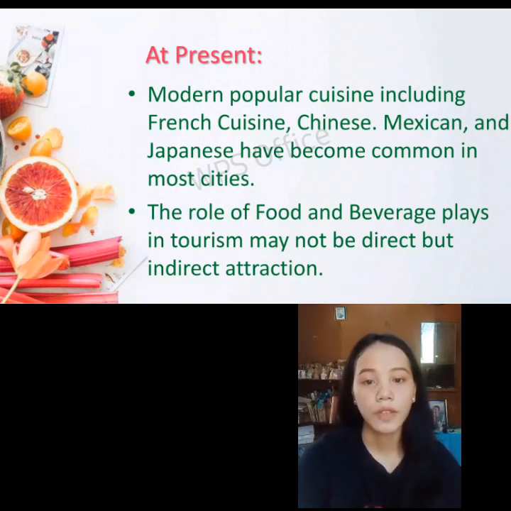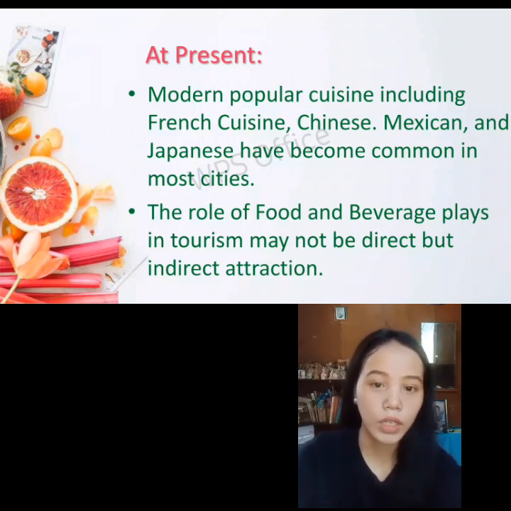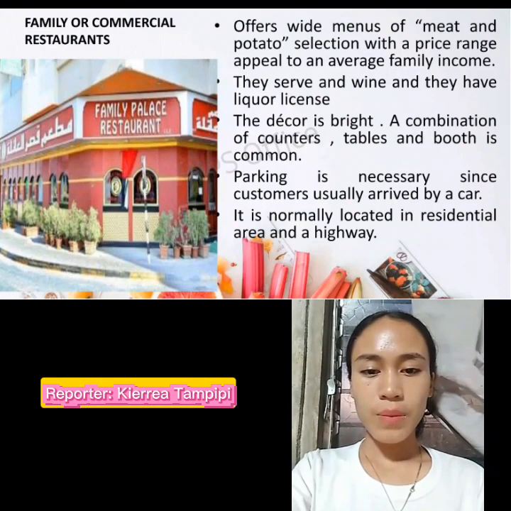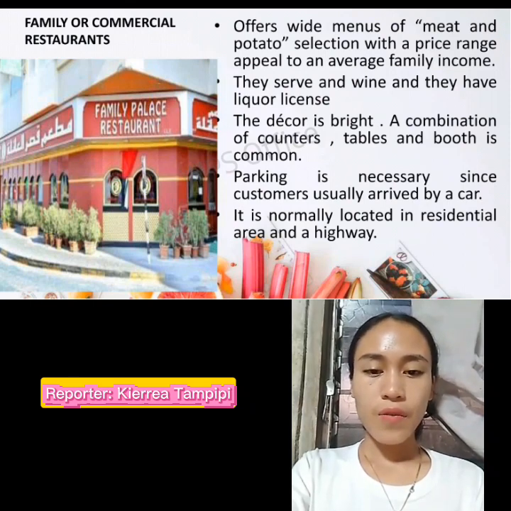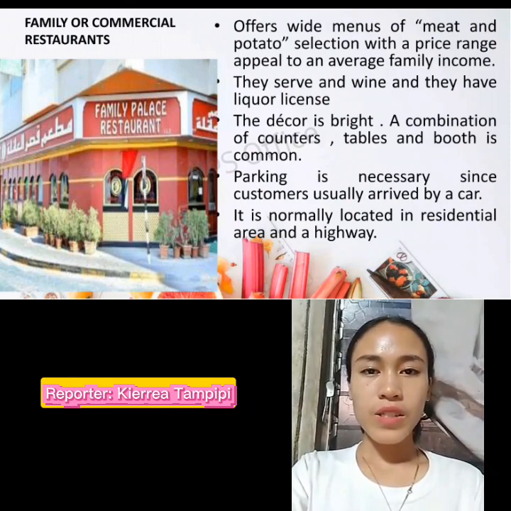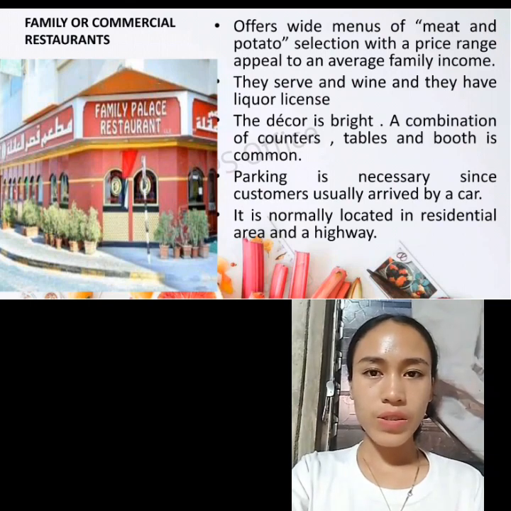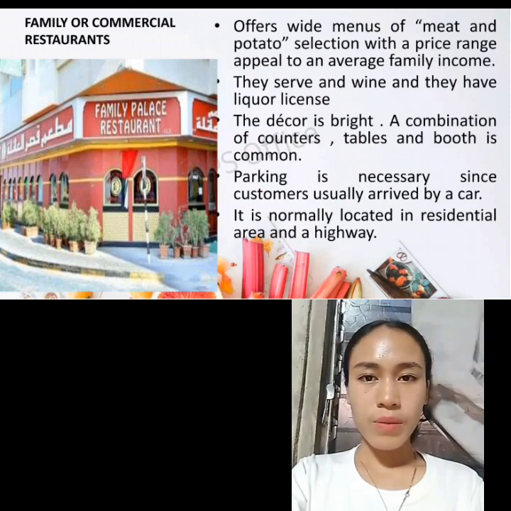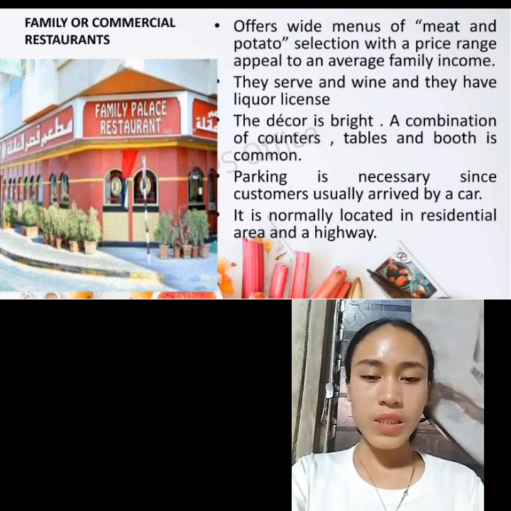The role that food and beverage plays in tourism may not be a direct attraction, but an indirect one. Types of restaurants. First is the family or commercial restaurants. Family or commercial restaurants are establishments that cater to a wide range of customers, offering a variety of dishes suitable for families and individuals. These restaurants typically have a cozy ambience and provide a diverse menu to accommodate different tastes.